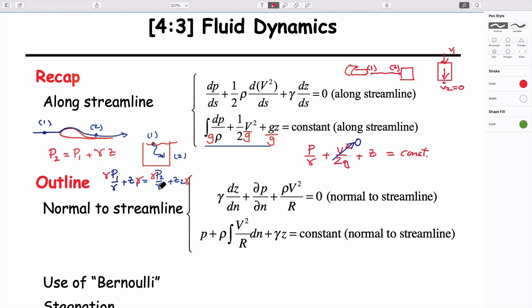What's it going to be? P2 is going to be Z1 minus Z2. And so this is just the manometer equation that we have. And so Bernoulli is just a manifestation of that. If you throw away the velocity term because it's not circulating, if these 2 points are not moving at any velocity, then you end up with a manometer equation.